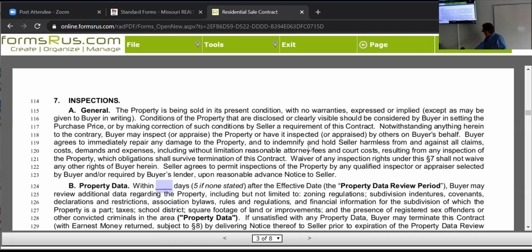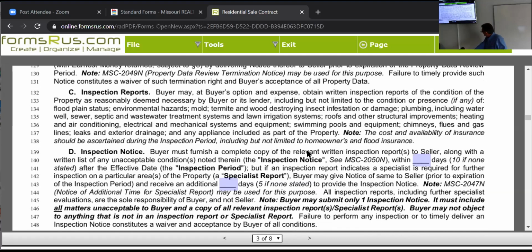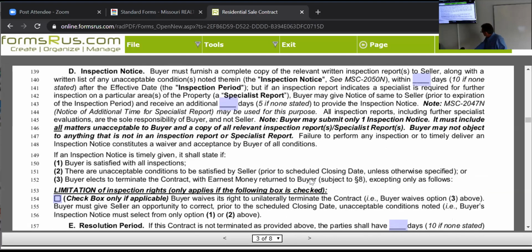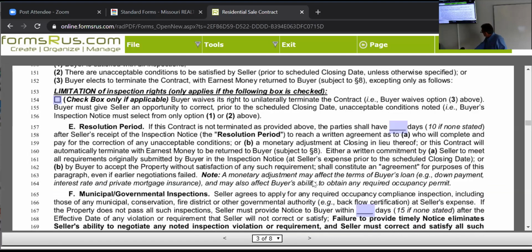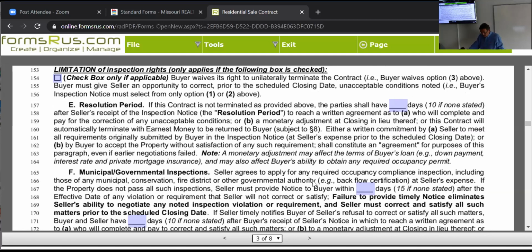So I would suggest that you write a clean, clear inspection notice for your clients. And I always tell my sellers when they get the inspection notice, unless there's something crazy on there, do you want to sell the home? And if they say yes, I say, then let's fix it. So we just fix the items.